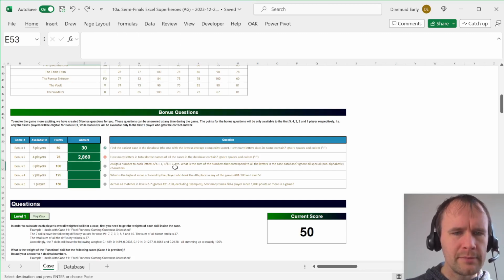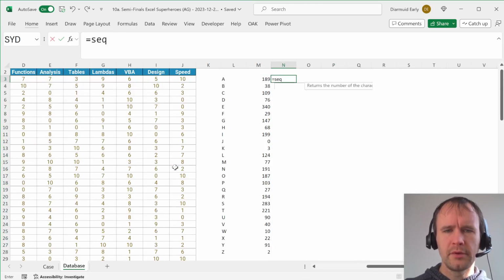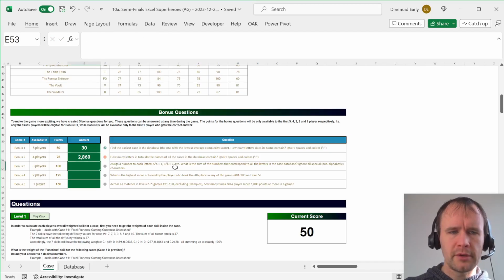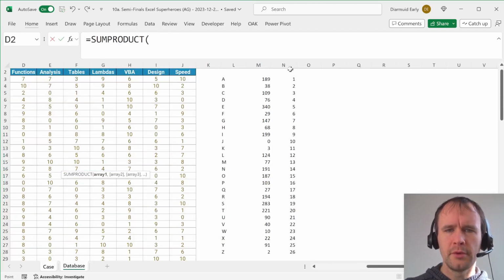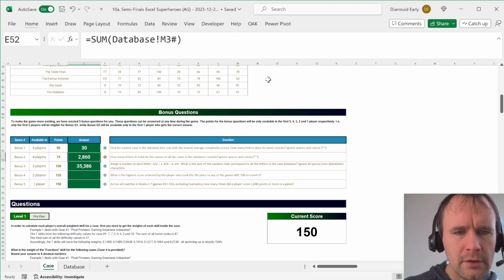Okay, well, I guess that's going to make the next bonus question have the wrong answer as well, but whatever. Sequence 26. So we should be looking for the sum product of those two, but presumably it will be the wrong answer because I'm wrong so far. No, that's the right answer. That's super weird. How many letters in total do the names of all the cases in the database contain?